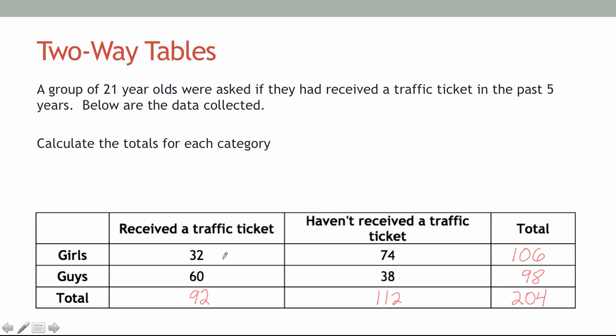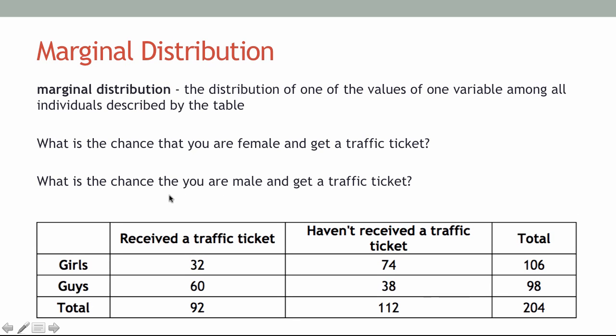Okay, so there we go. We've got some numbers. 204 people were in the survey, and we know some information about if they have received a ticket or not. Okay, we've filled out our table. We now know the totals in terms of girls, guys, all this good stuff. 204 people were surveyed. Let's talk about marginal distribution. Marginal distribution is the distribution of one of the values of one variable among all individuals described by the table.